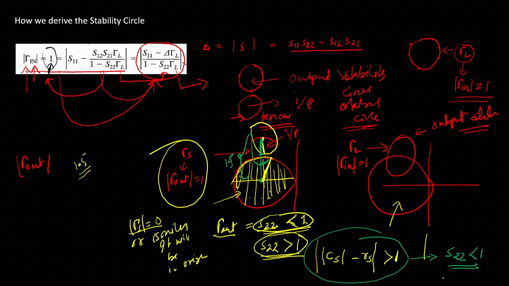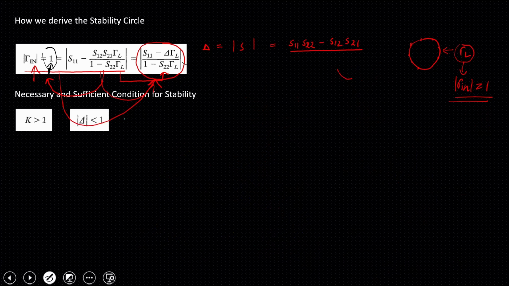If my S22 is more than 1, then the center of my Smith chart will be an unstable region, and that means there is no way by which I can get an unconditionally stable circuit. Everything I am speaking now is true for my output part also. From the previous condition, I can do some mathematical manipulation and come up to this. And these two are my sufficient and necessary conditions for stability.